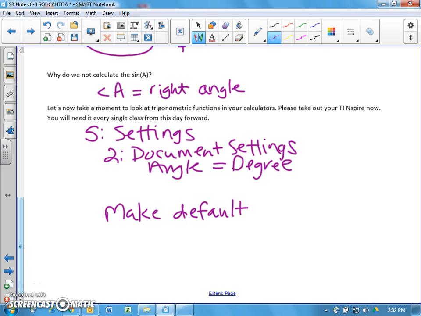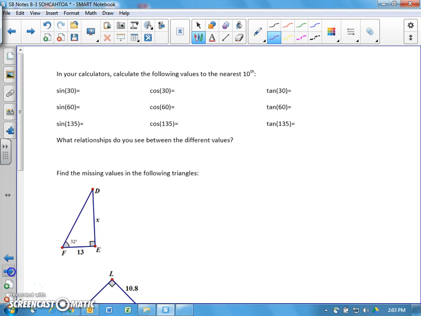When you go to pre-cal again, you'll probably find that you use radians more than degrees, but for geometry, you need to stay in degrees. Okay, so we're going to take a minute and learn how to type these into our calculators.